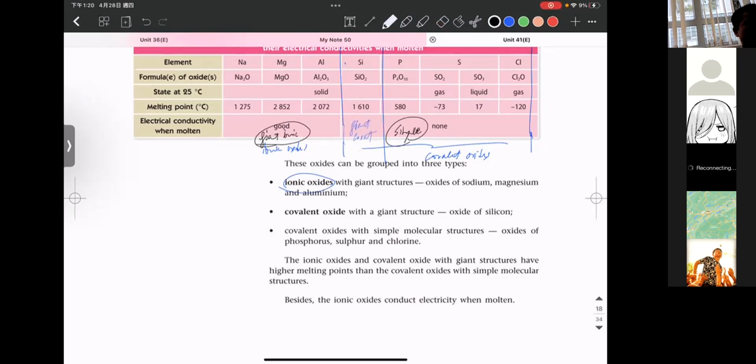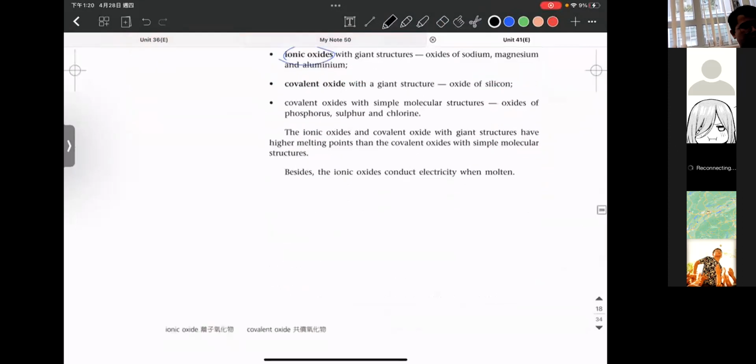For SiO2, giant covalent. Finally, for other non-metal oxides, they possess simple molecular structure. Questions?